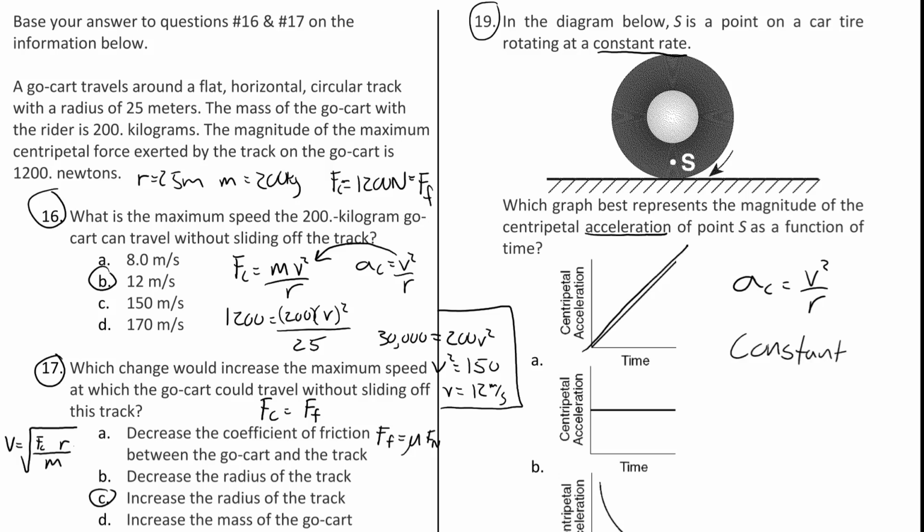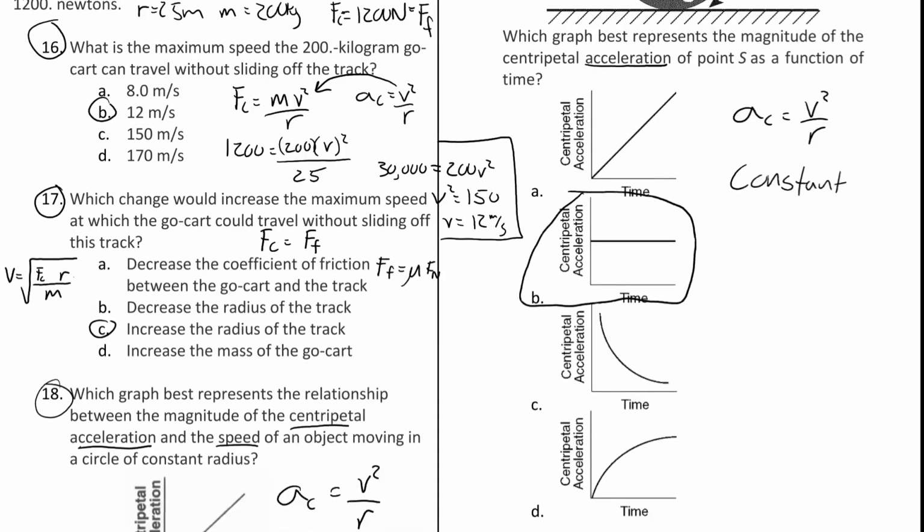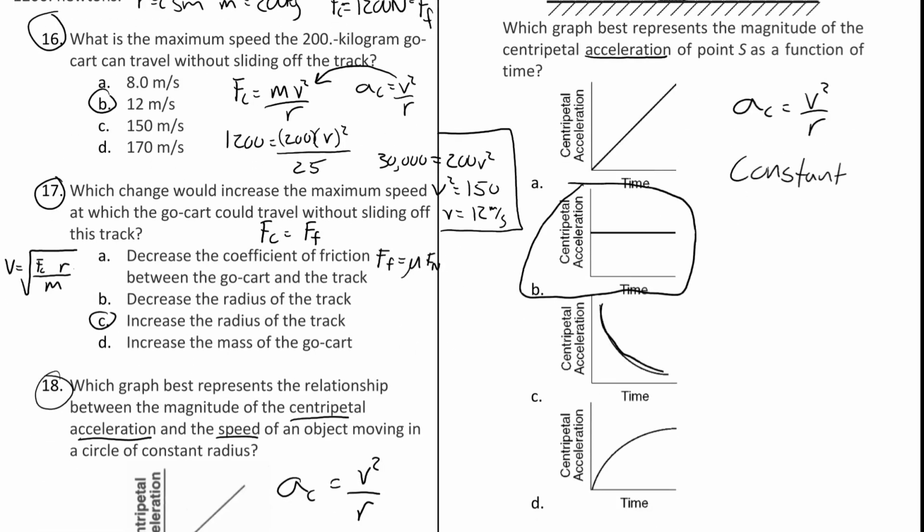So this is showing an increased acceleration. This is showing a constant acceleration. It stays at the same magnitude the whole time. So that's what we're looking for. This is showing that the acceleration would decrease. Nope. This one's showing that the acceleration increases.